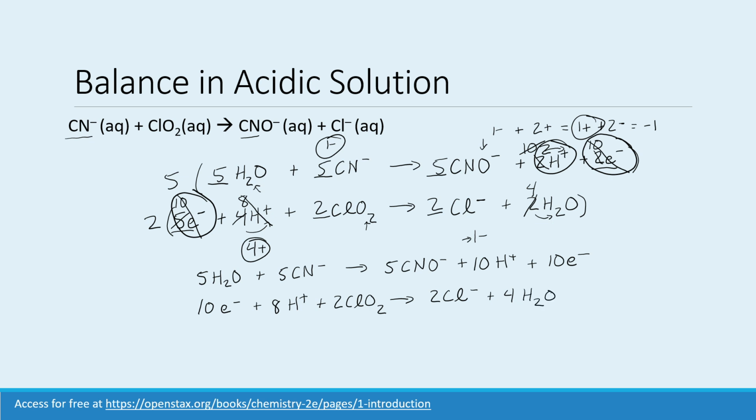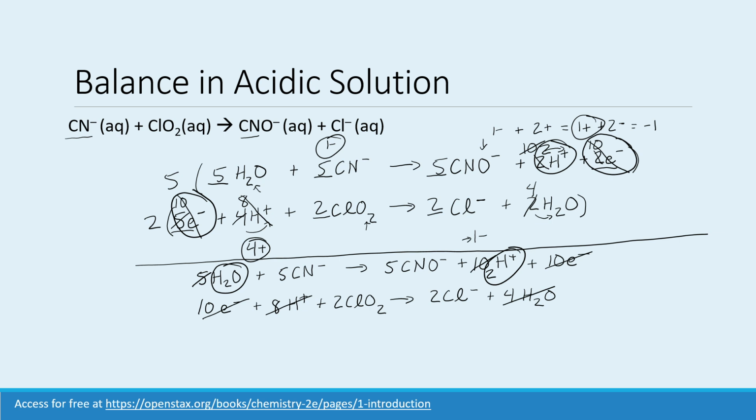Alright, so just cleaned up there below. Now we can see those 10 electrons, those will cancel on both sides. The 8 hydrogen ions, those will cancel with most of the 10, right? That's going to drop down to 2 hydrogen ions left. And water molecules, so all 4 of those water molecules will cancel with all but 1 water molecule left on the reactant side. And so I can add this up.